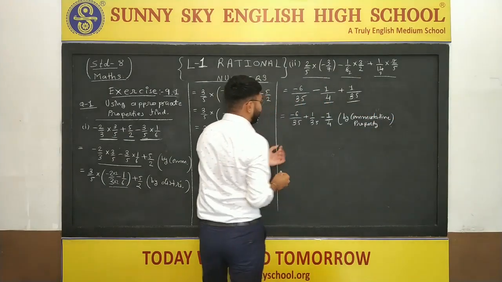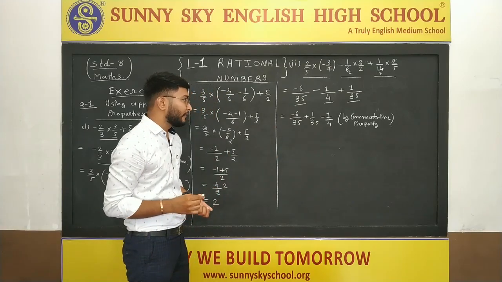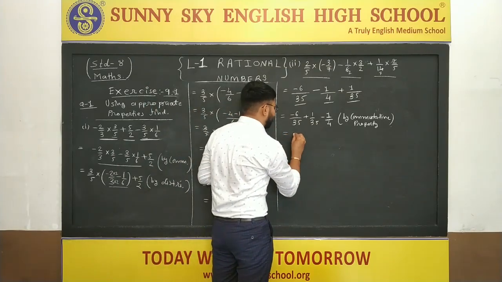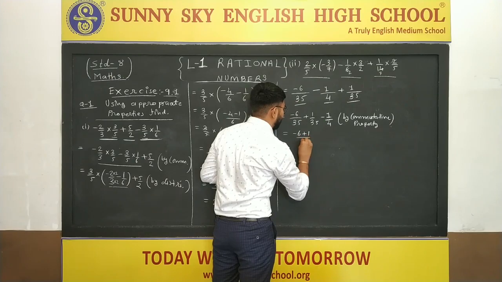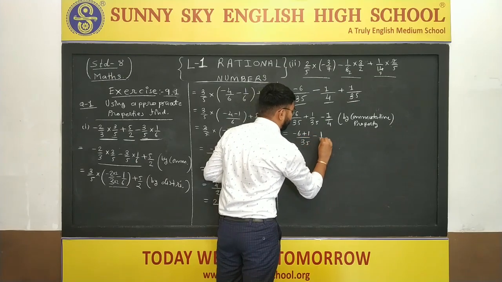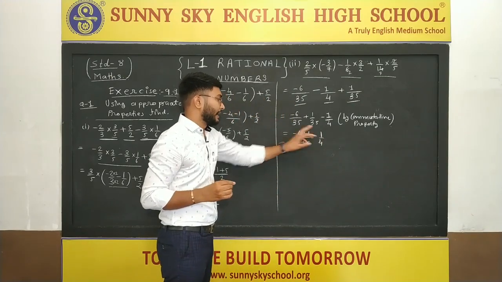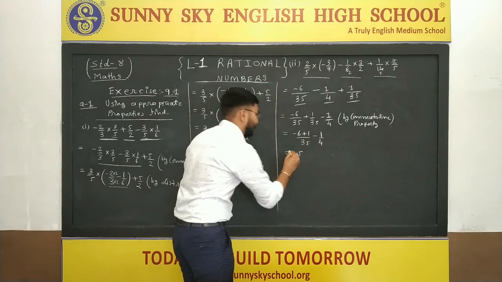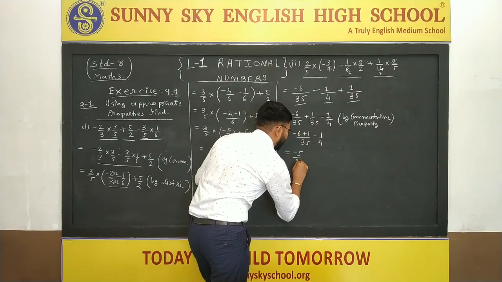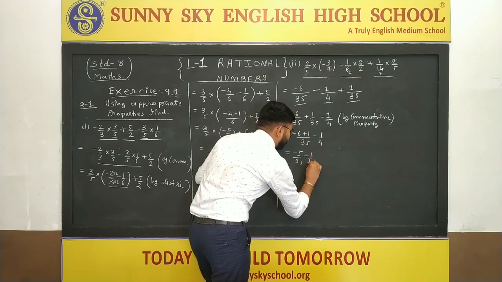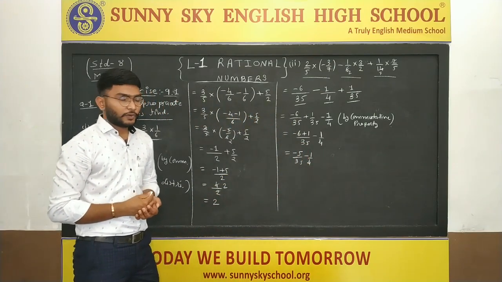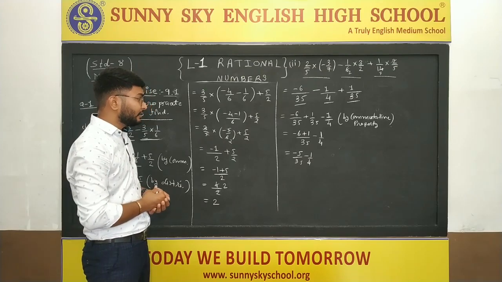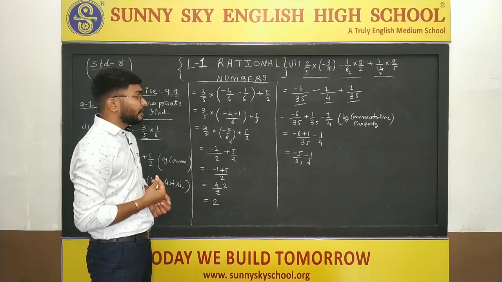Now you can see that both have the same denominator, therefore we directly do our subtraction. Minus 6 plus 1 divided by 35, minus 1 by 4. Minus plus minus, 6 minus 1 means 5, but the bigger term has the sign minus, therefore minus 5 by 35 minus 1 by 4.